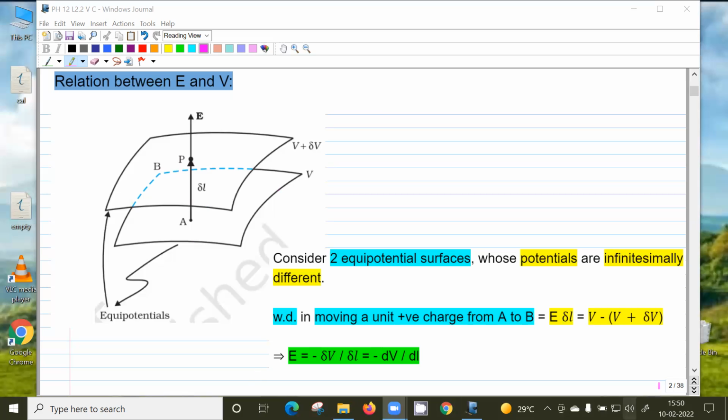So the increase in potential energy, here I'm taking decrease. So the work is E dot dl, the work done on moving a positive charge from A to B. Okay, so this work is done by the electric field. So work done on the system is minus E dot dl. So the electric field is related to the potential as a negative gradient.